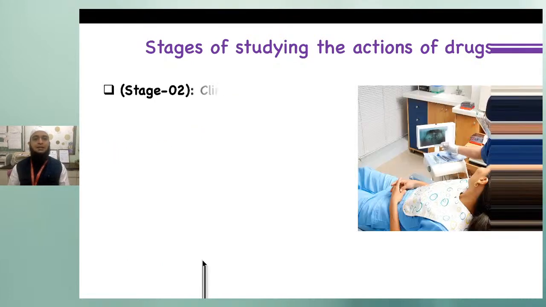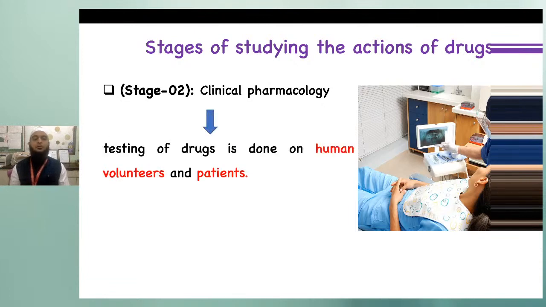Now let's see what we do in stage 2. We have seen stage 1, which is preclinical experimental pharmacology. Stage 2 is clinical pharmacology. In clinical pharmacology, you are testing the drug on human volunteers or patients. I have already mentioned that. When you test the drug on human volunteers and patients, that testing is called clinical pharmacology, and you also call it clinical trial.